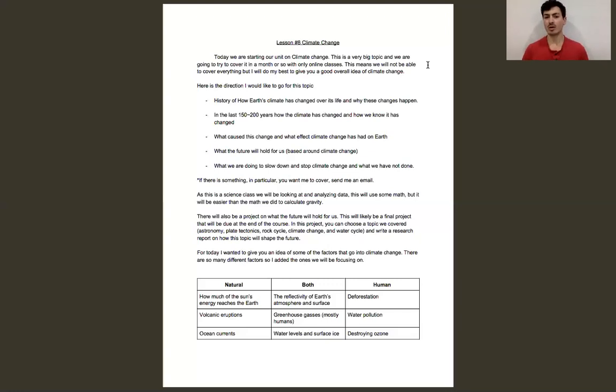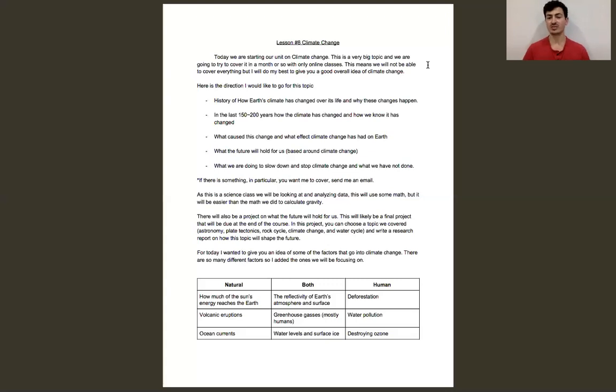So what I want to do for the end of the course is have a final project. This will be similar to the project you're doing right now on weathering, might be a little bit bigger, and I want to focus more on conceptual ideas than facts. Well, yeah, you need facts as well, but using these facts to form ideas. So we covered astronomy, plate tectonics, rock cycle, and climate change. And we're also going to look at the water cycle at the end of the course.